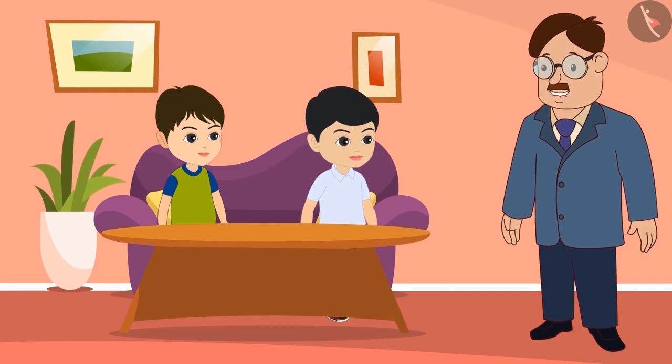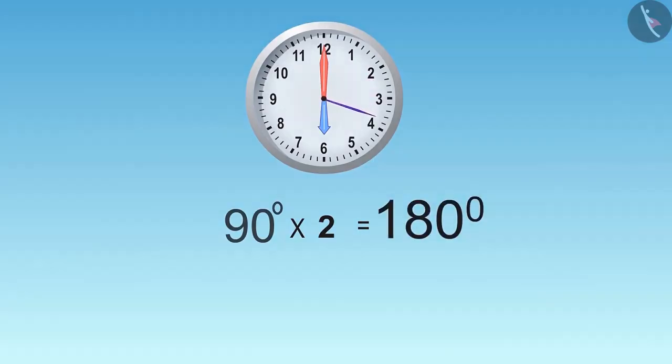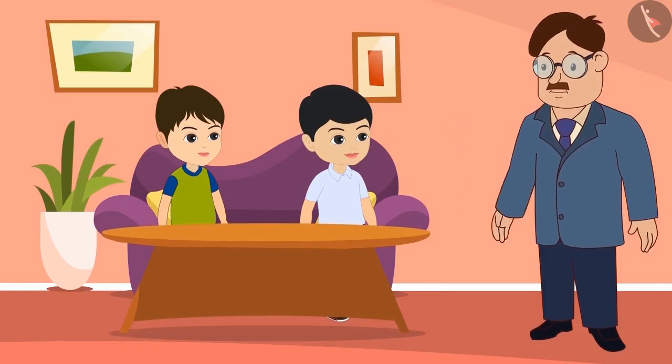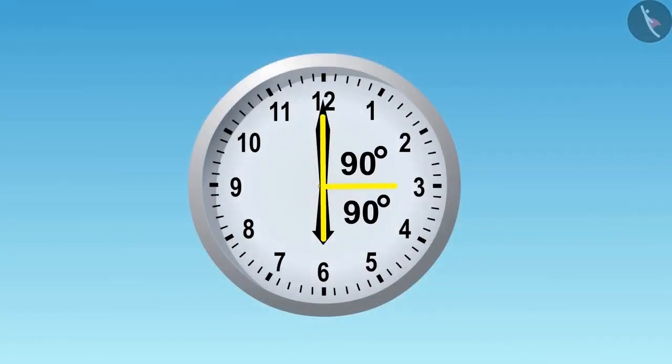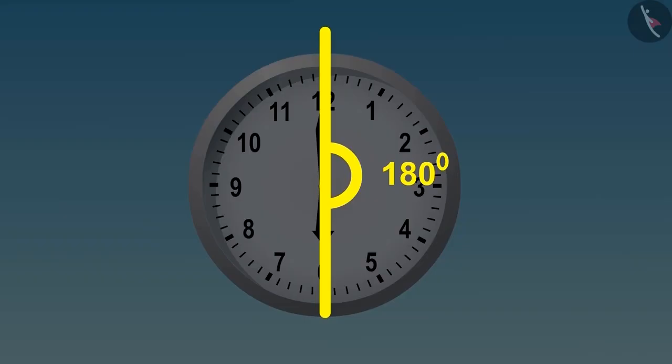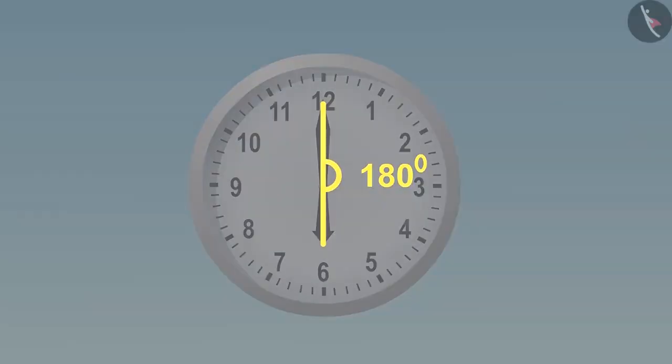Okay, children, can you tell now what is the double of 90 degrees? Uncle, double of 90 is 180 degrees. Absolutely correct, Golu. Now look at this angle, children. This is double of 90 degrees. That is 180 degrees angle. That means this angle is made by joining two 90 degrees.